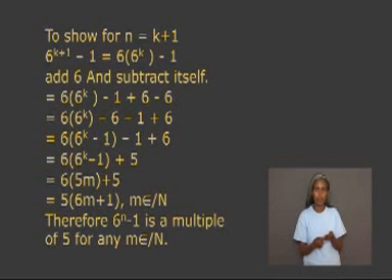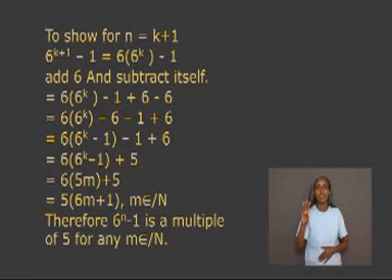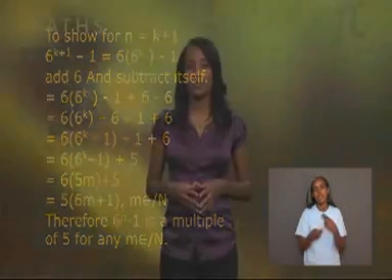Therefore, for each natural number value of n, 6 to the power of n minus 1 is a multiple of 5. You have proved the assertion, students.